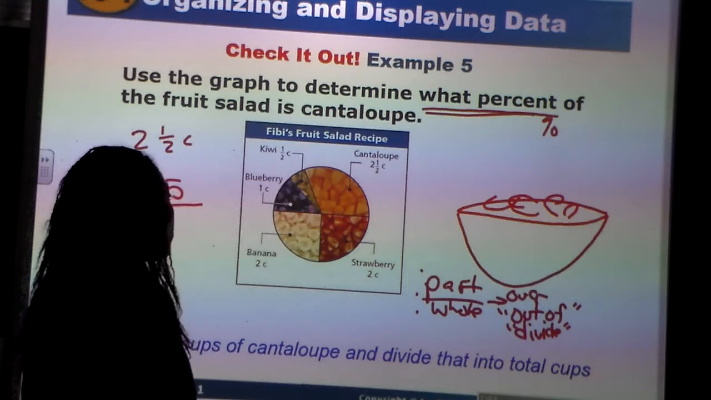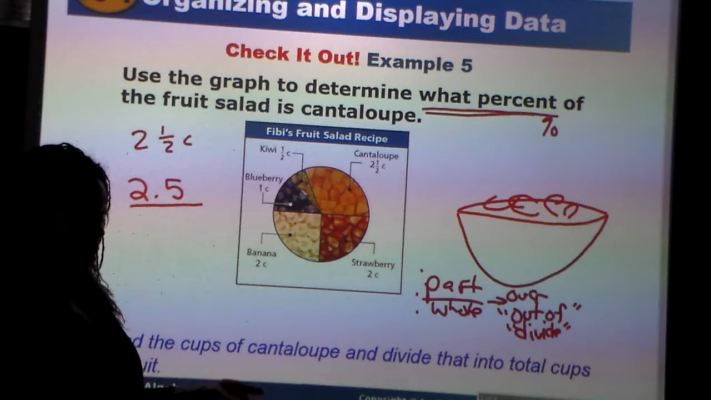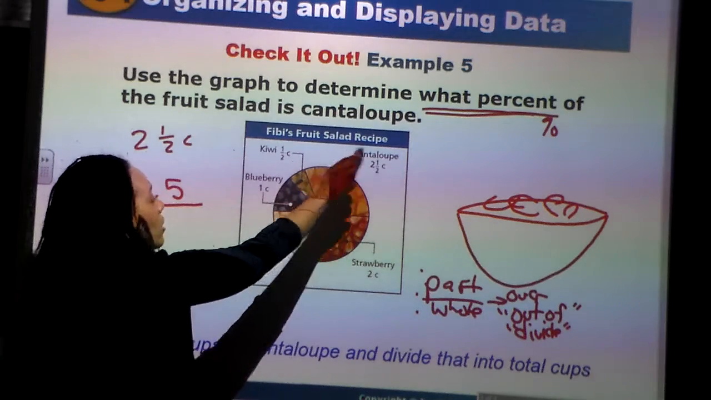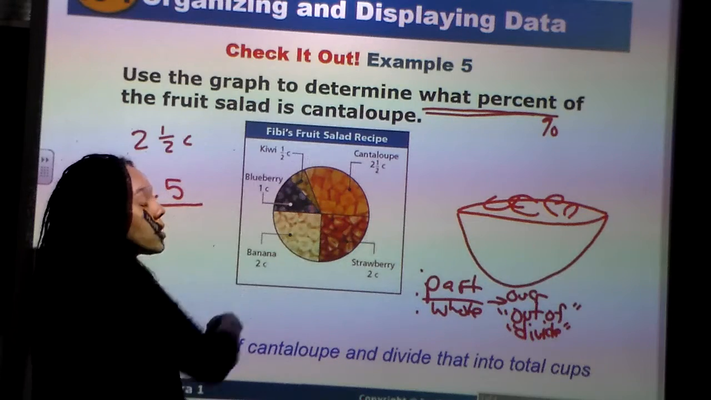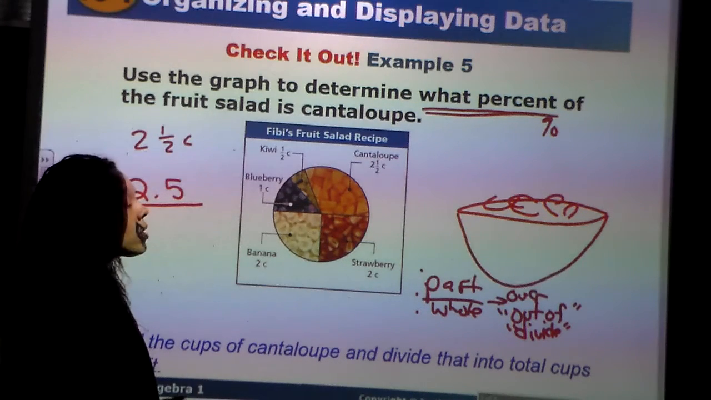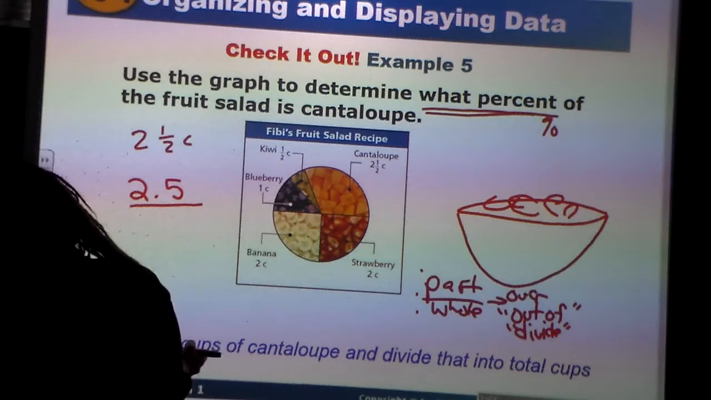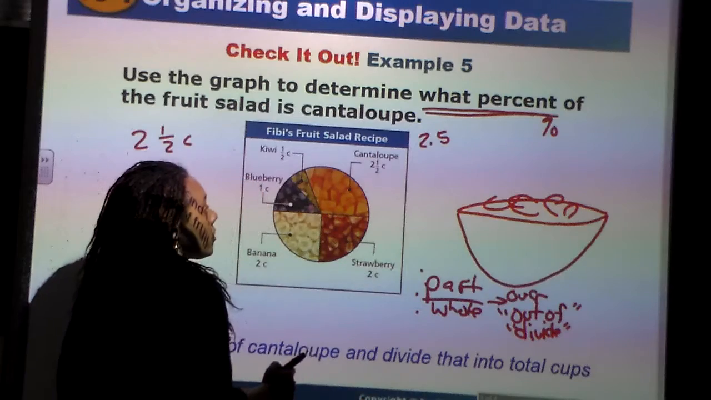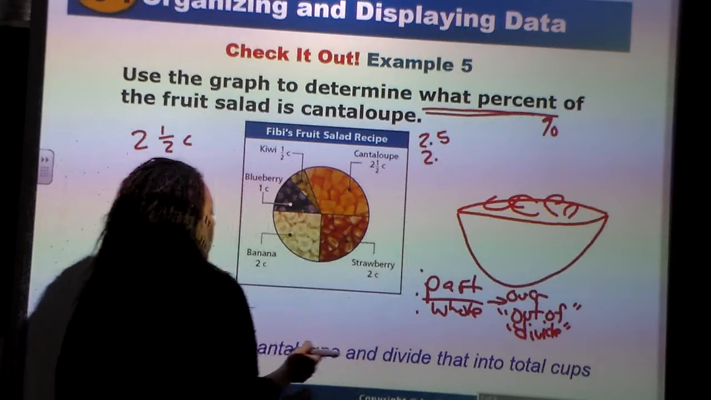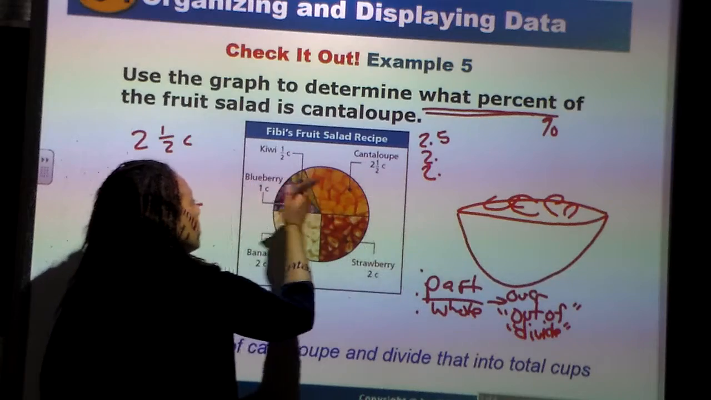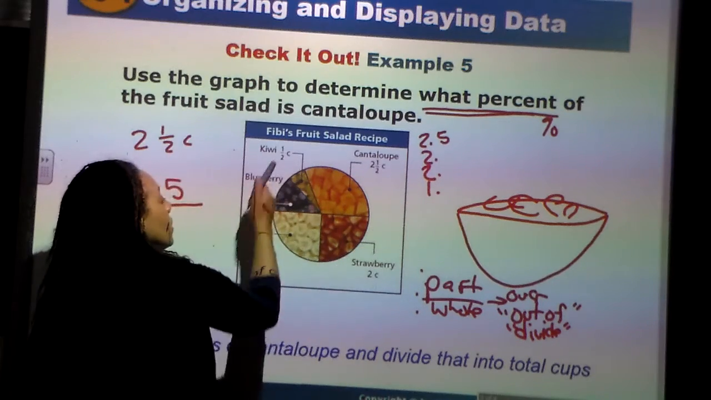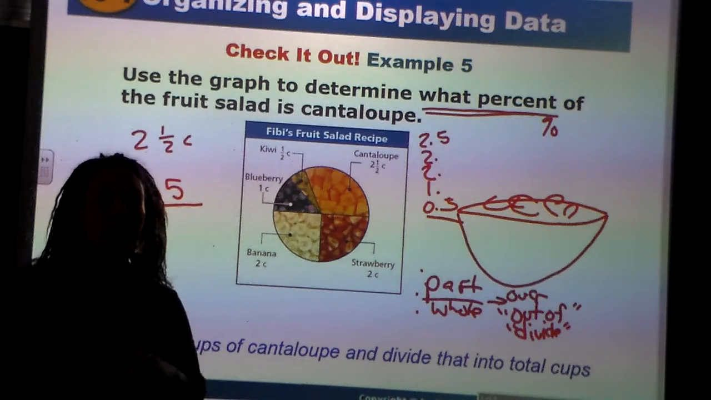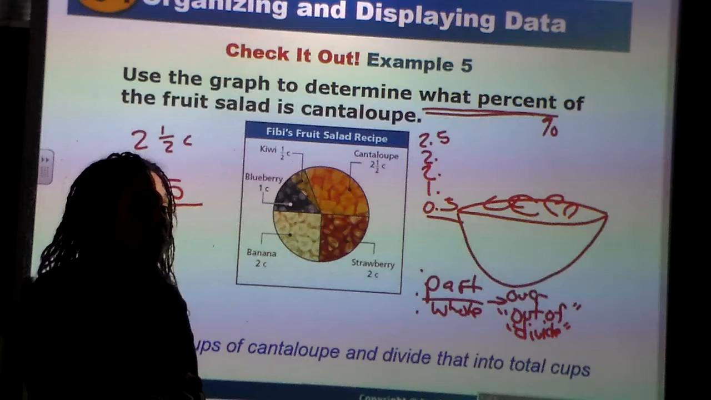All right, so the trick on these is what is the whole? Well, you can't just say 2.5 out of 2 or out of 2.5. They didn't tell us how many cups altogether there are of fruit. So I have to come up with that number on my own. So if I know I have 2.5 cups of cantaloupe, 2 cups of strawberries, 2 cups of bananas, 1 cup of blueberries, and half a cup of kiwi, I have to put all of those together because all of those together make the whole salad.